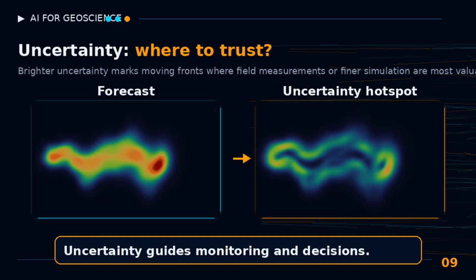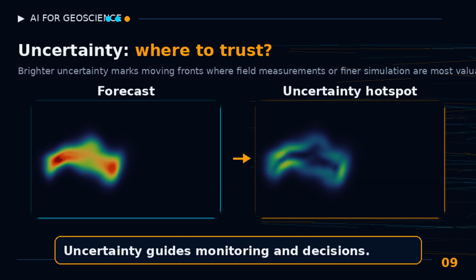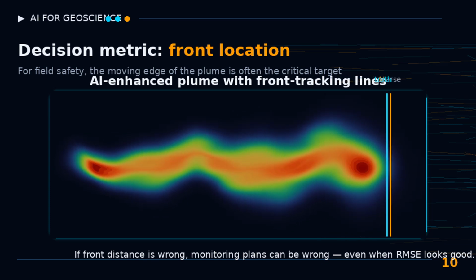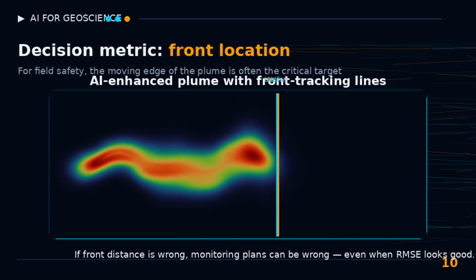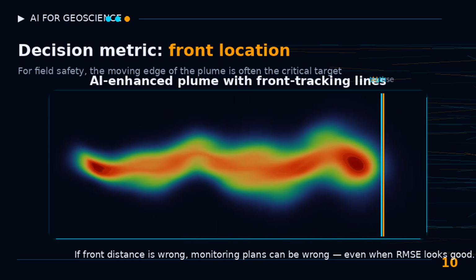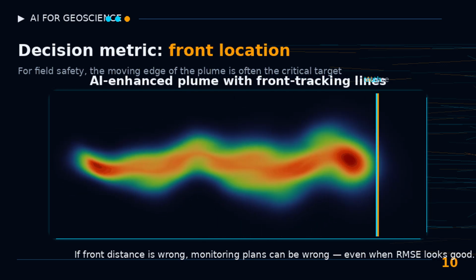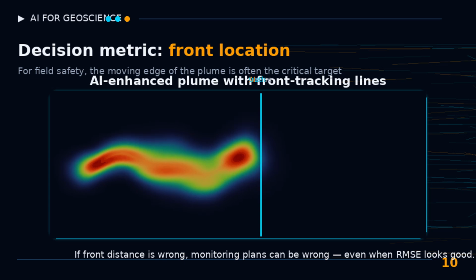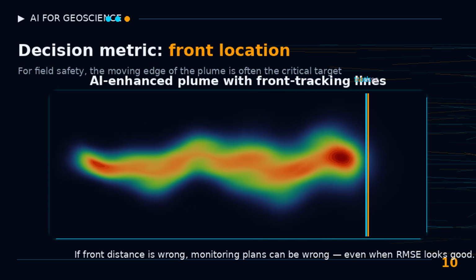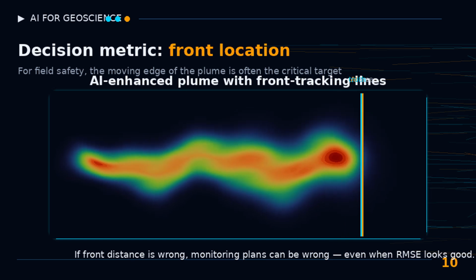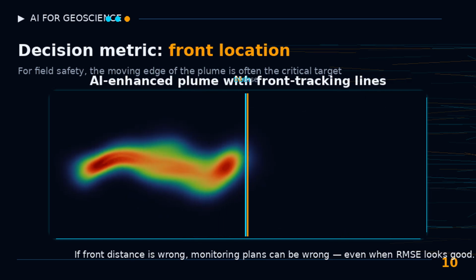Next, let us connect this idea to decision-making. For field safety, the plume front is often one of the most important targets. The plume front tells us how far the fluid has moved. In CO2 storage, it can tell us where the CO2 plume is migrating. In hydrogen storage, it can help us estimate the working gas region and possible loss. In geothermal systems, it can help us understand thermal breakthrough.